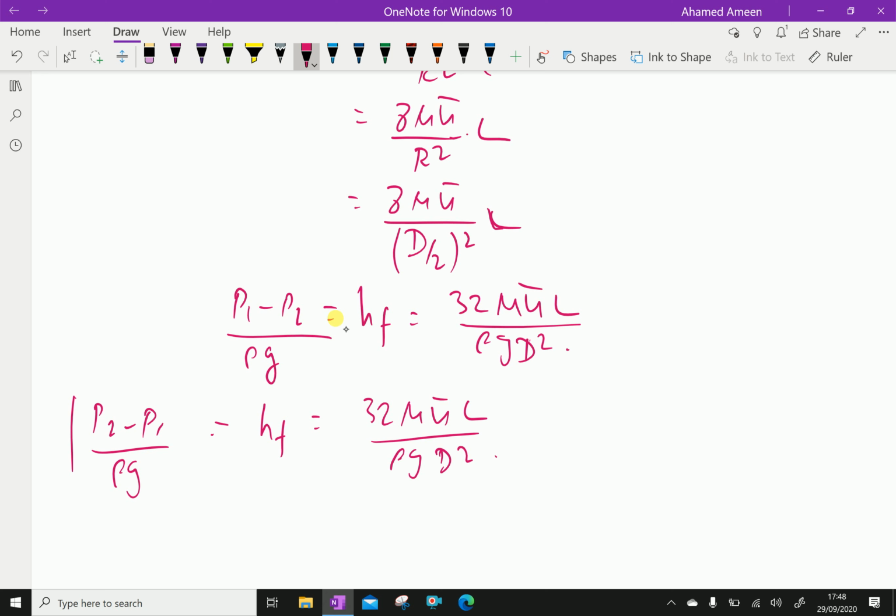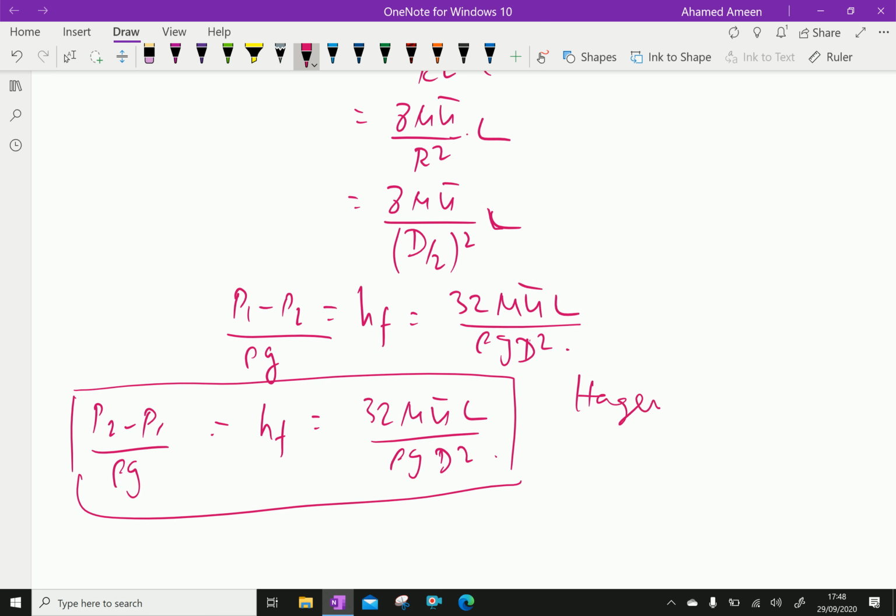Here this is called the Hagen-Poiseuille formula for viscous flow. We have done.